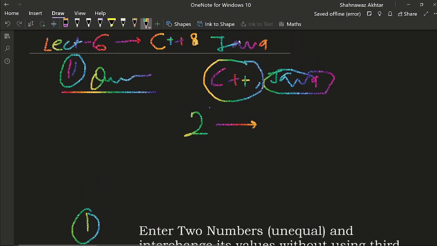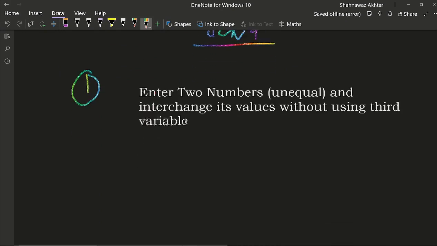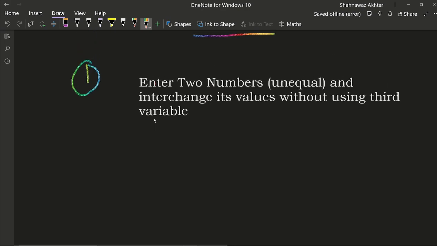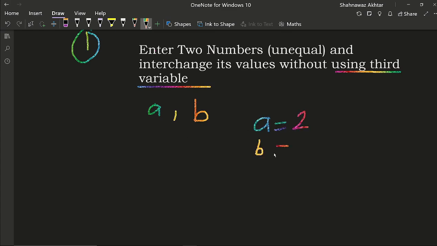From now, I will make a separate video on C++ and a separate video on Java. So this is the Java lecture. Now, how can you think? See, suppose I have taken two numbers, A and B. I read the question again: without using a third variable. Suppose we have chosen A as 2 and B as 5. How can we interchange them without using any other variable?